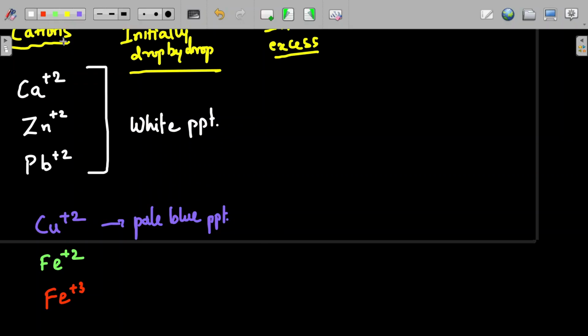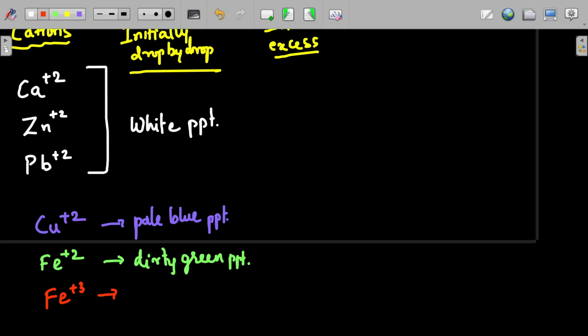Okay. So copper will give you a pale blue PPT initially when you add drop by drop. Ferrous ion, if it is there, like ferrous sulfate you are using, will give you a dirty green precipitate. Sometimes in the question they may change it, and instead of dirty green they may write pale green. But remember, green comes to ferrous. But when you are writing the observation yourself, you write dirty green precipitate.